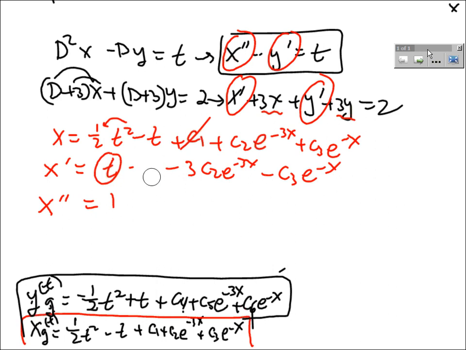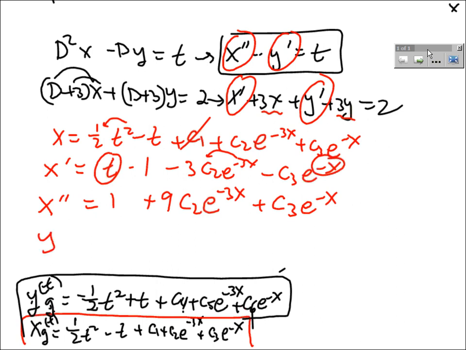Let's not let it look like an x. Minus, and you bring down that 3, negative 3, it becomes positive 9c2 e to the negative 3x. Derivative of that is negative 1, so it becomes plus c3 e to the negative x. That's the second derivative.